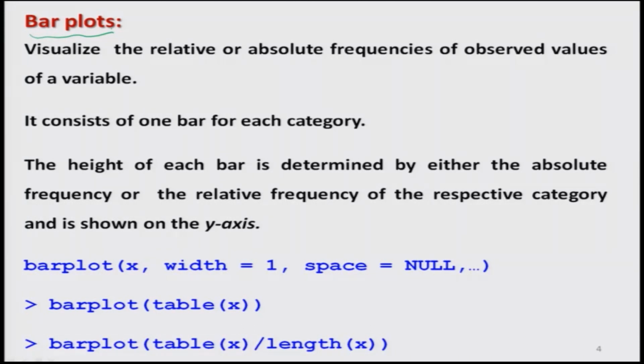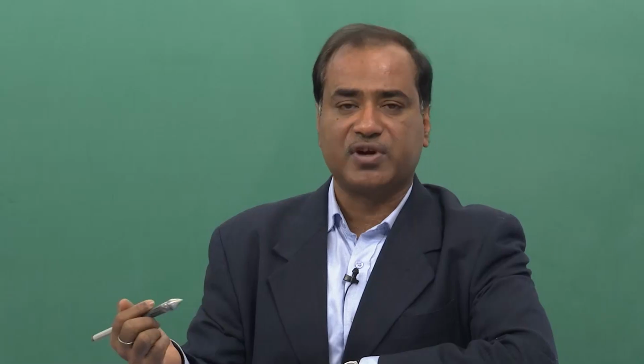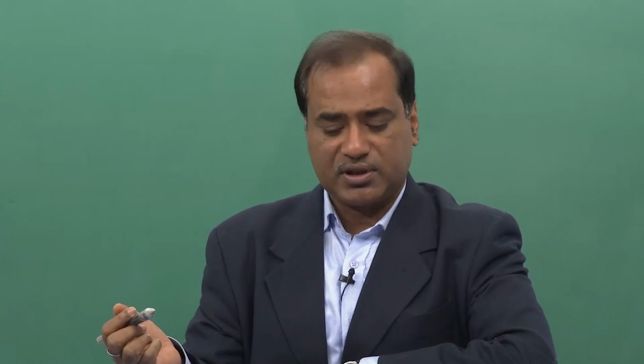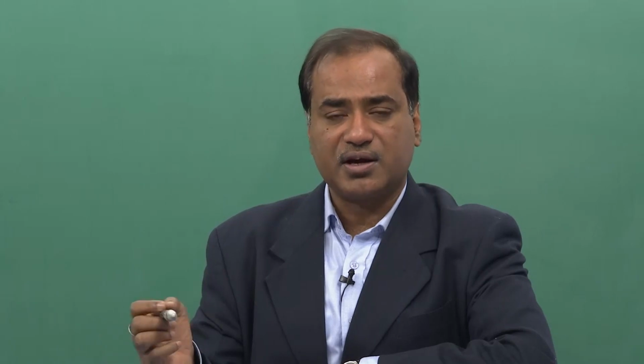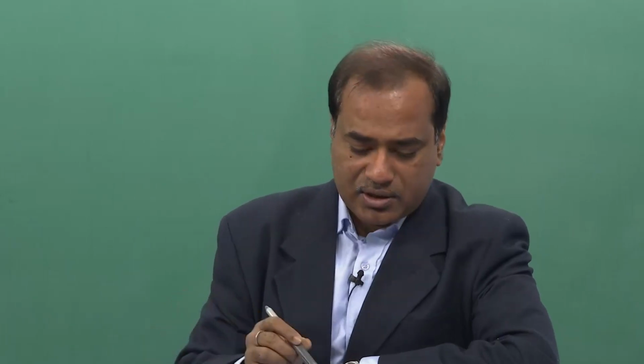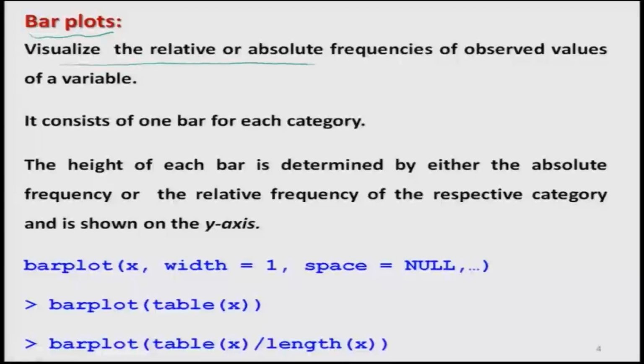What is the use of bar plot? We have understood what is the concept of absolute frequency and relative frequency. So this bar plot gives us the same information in the graphic mode and they try to create one bar for one category. So this bar plot helps us in visualizing the relative and absolute frequencies of the data, and this consists of one bar for each category. So if there are two categories, there will be 2 bars. If there are 3 categories, there will be 3 bars and so on.